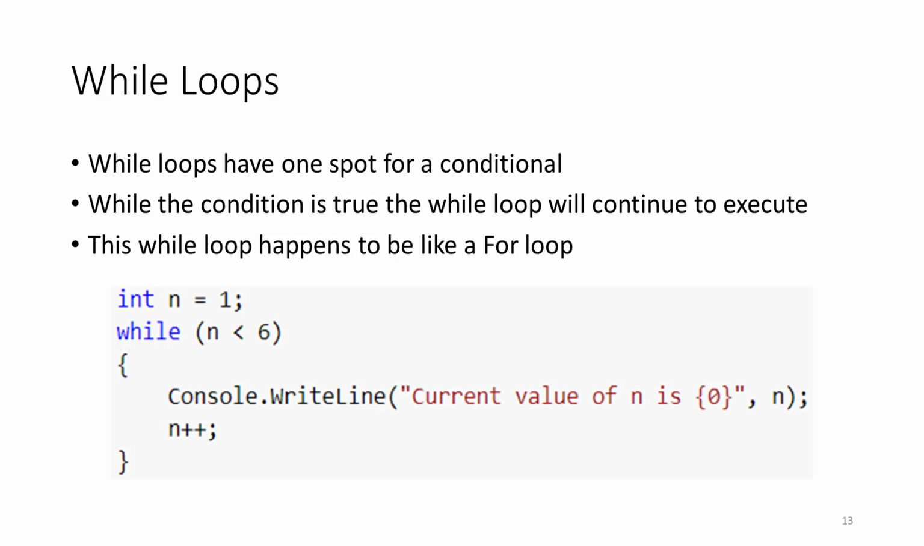This example while loop happens to be very similar to a for loop. You can see in the line prior to the while loop, we are initializing the variable n to 1. In the condition, we are checking to see if n is less than 6. If it is, we execute the block of code in the while loop. At the end of the while loop, we are adding 1 to the value stored in n.